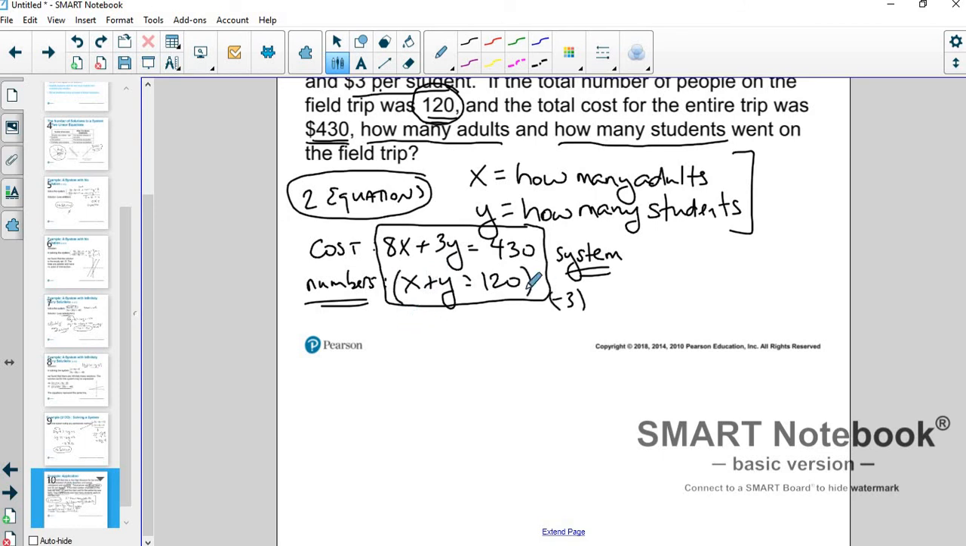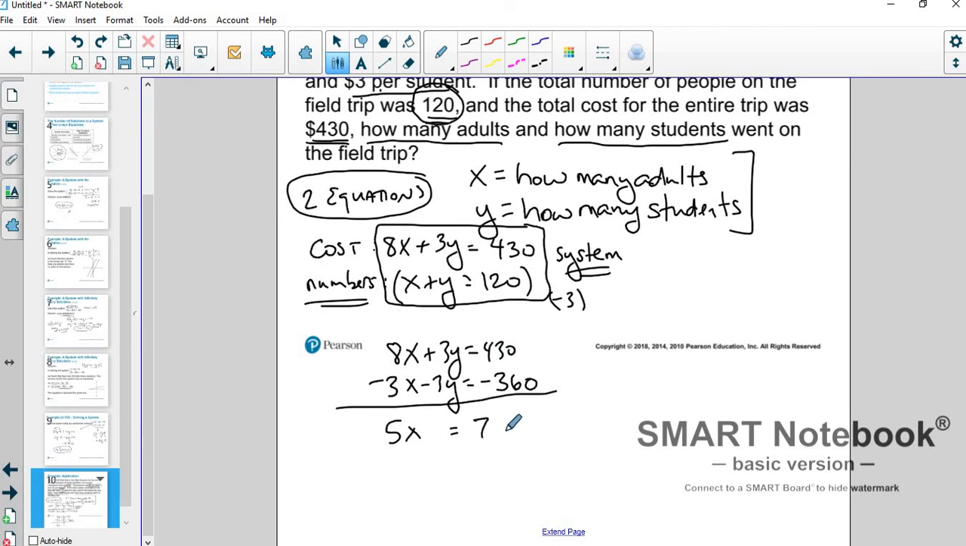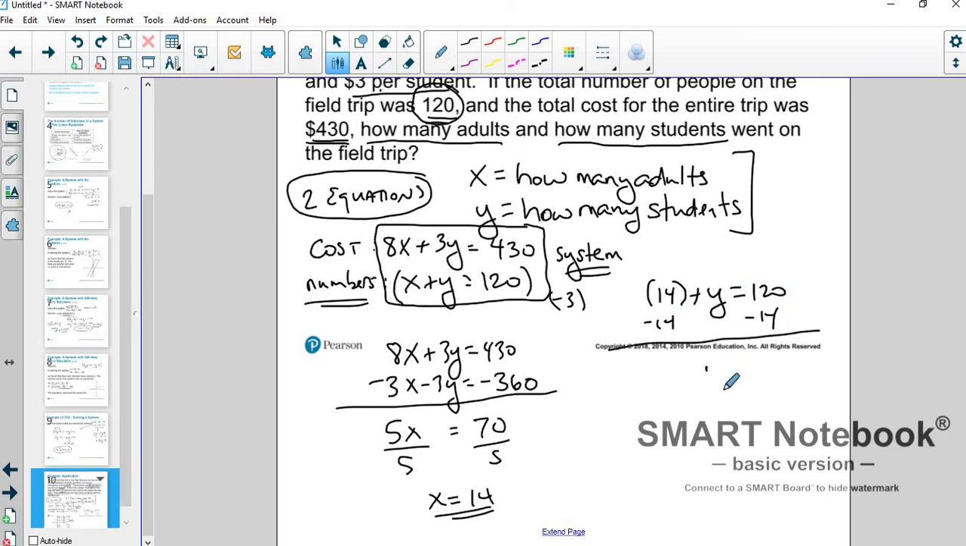Okay, so if I solve this using addition, multiply by negative 3 to get rid of the y's, I get 8x plus 3y equals 430. I get negative 3x minus 3y equals negative 360. Multiply the negative all the way through. And so we add these together and get 5x, 0y, and this equals 70. So divide both sides by 5. X equals 14. That's not the complete answer. You've got to take that and plug it back in up here. You get 14 plus y equals 120. Subtract 14 from both sides. You get y equals 106.